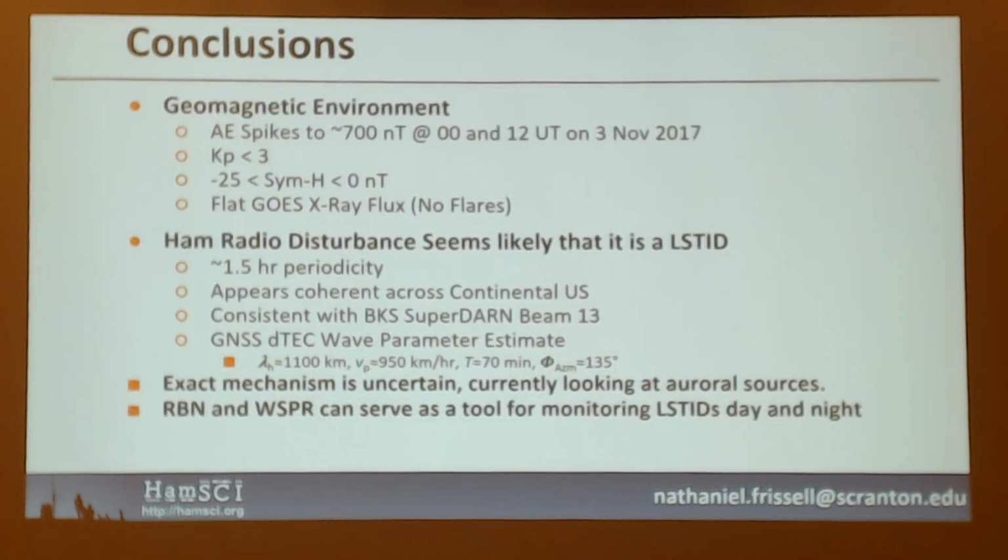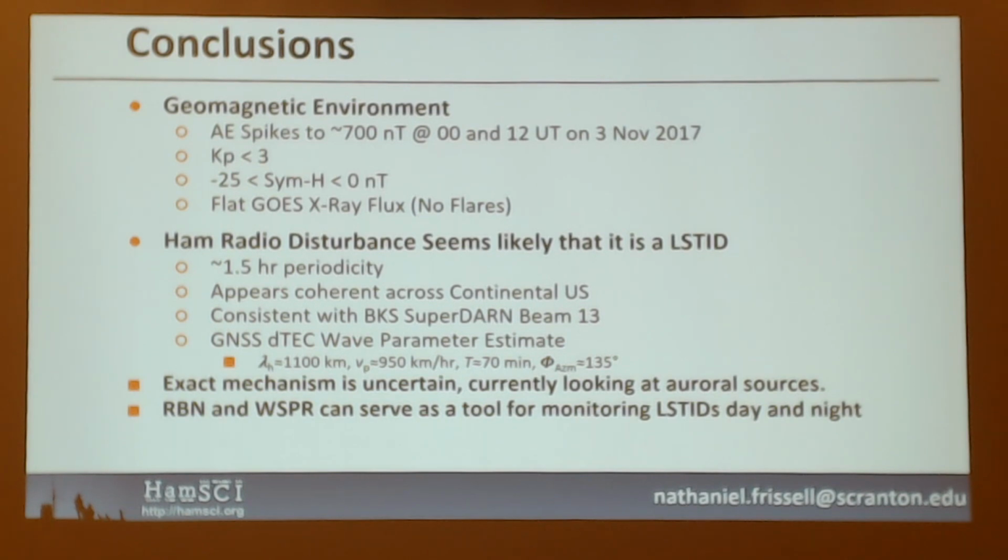So in conclusion, for the November 3rd day, in the geomagnetic environment, the auroral electrojet index spikes to about 700 nanoteslas at 0 and 12 UT on November 3rd. The Kp index, the global K index, was less than 3. The disturbance storm time / SYM-H index was relatively quiet throughout the day, between -25 and 0 nanoteslas, and there were no X-ray flares.